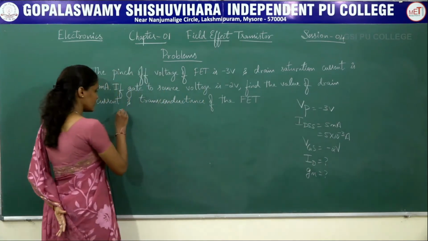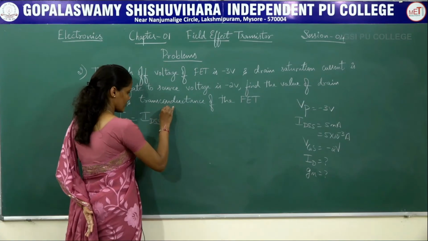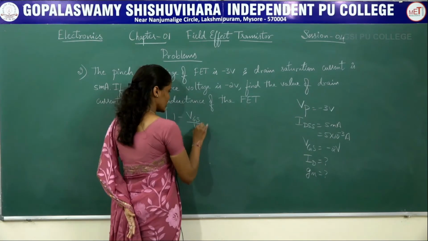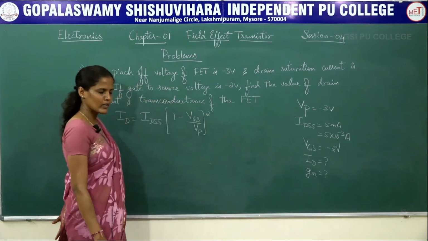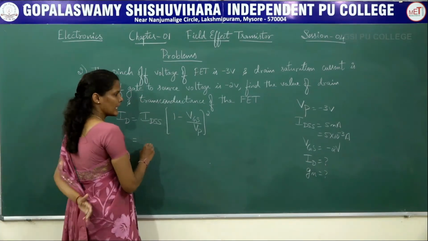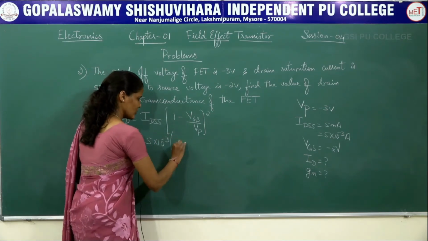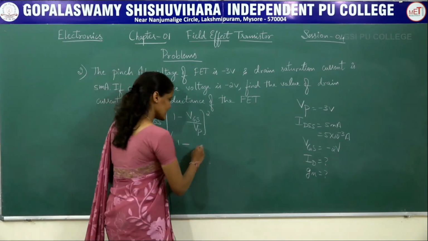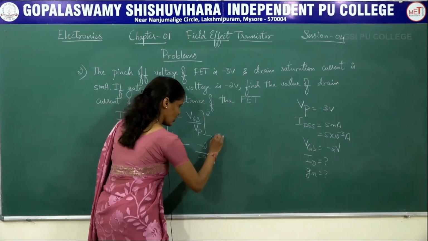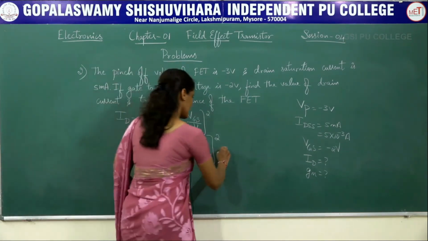So we are having this direct formula, ID equals IDSS of 1 minus VGS by VP whole square. This is the formula what we are having. Everything is given directly. You need not worry so much. IDSS is given over there, 5 into 10 to the power of minus 3, 1 minus VGS is given, VGS minus 2, VP is minus 3, whole square. So minus cancels after that. So what you are going to get?